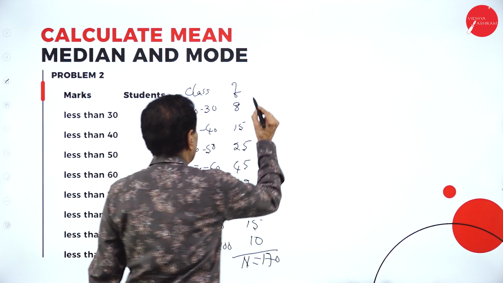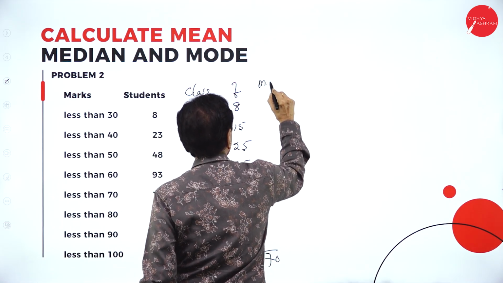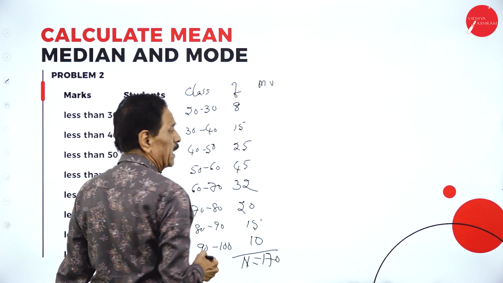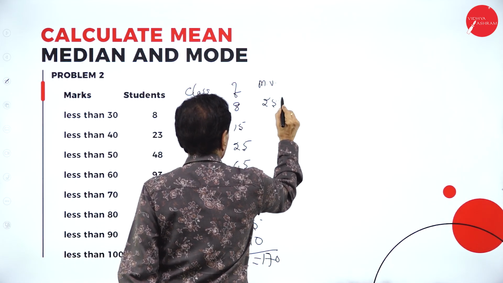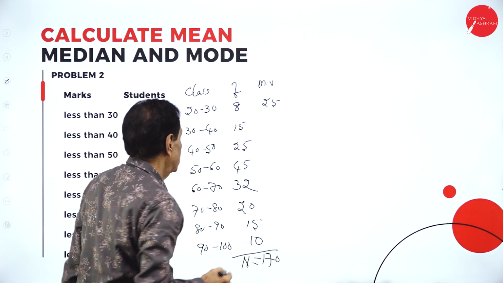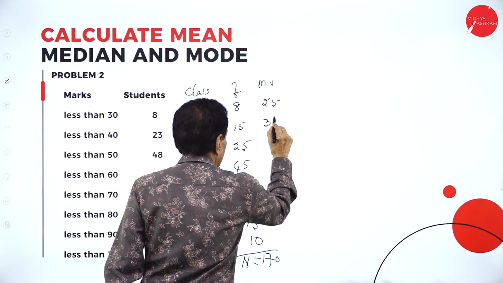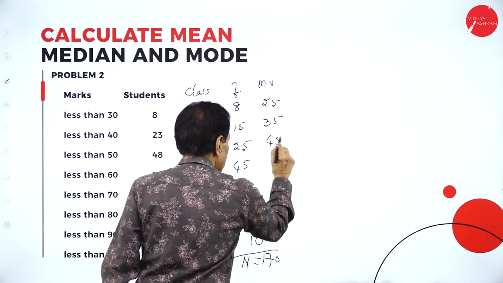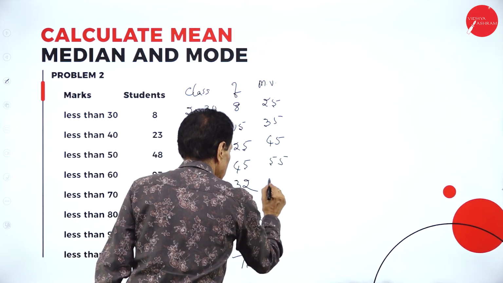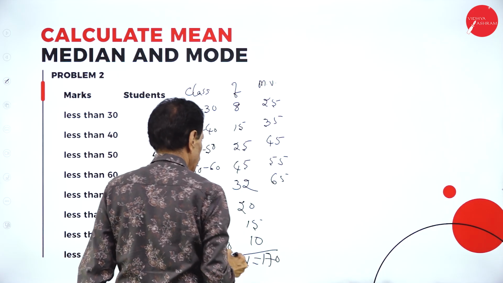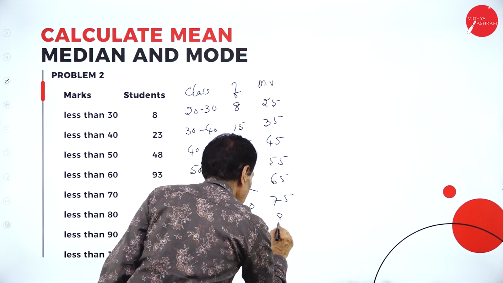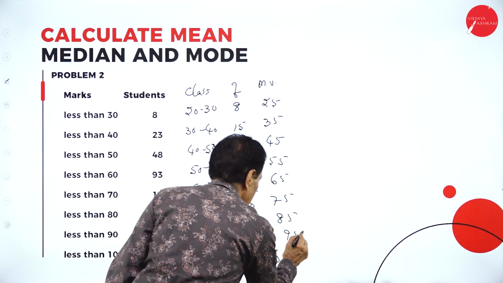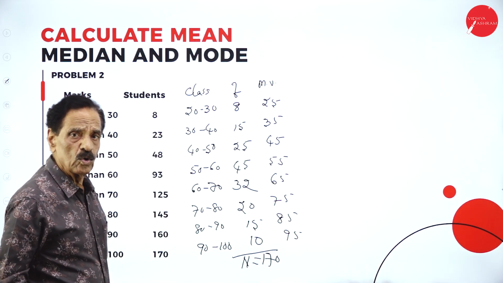Then come back to mid value. 20 plus 30 is 50, divided by 2 is 25. So there is a difference of 10. 35, 45, 55, 65, 75, 85, 95. Difference of 10.